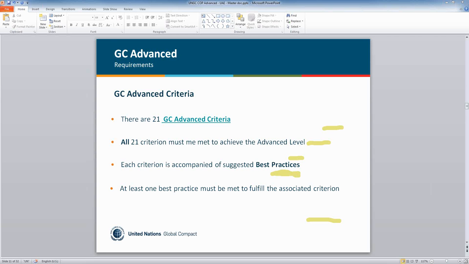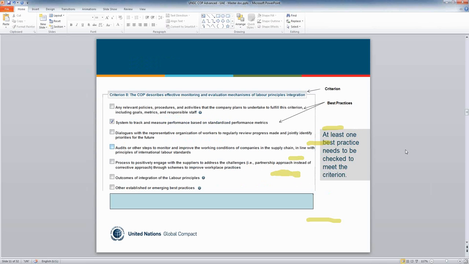Each criterion is accompanied by suggested best practices. We're going to talk a lot about that in a moment. And at least one best practice must be fulfilled in order to fulfill the criterion. So this is an example of one of our criteria.